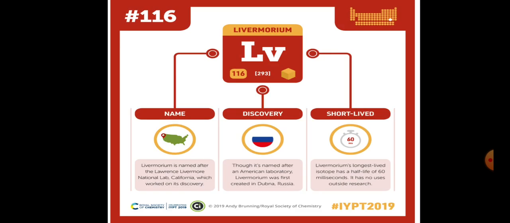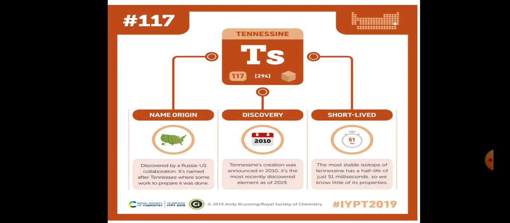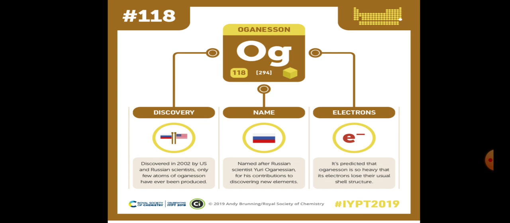Next is livermorium. Livermorium is once again a laboratory placed in California. So name is given after this laboratory because it's discovered in that particular lab. Tennessine. Tennessine is also a place. Okay, so it is there in Russia. So another laboratory and another place. So the tennessine name is given by the place. Last is oganesson. Oganesson is named after the scientist whose name is Yuri Oganessian. This is because he has contributed in discovering new elements.